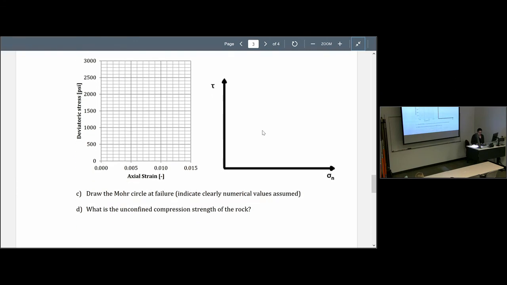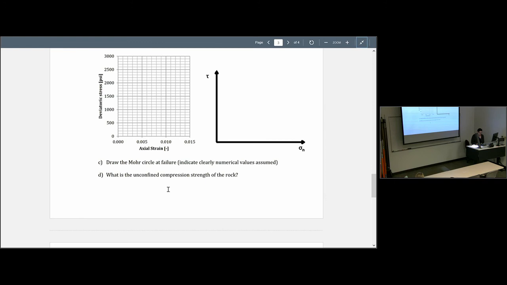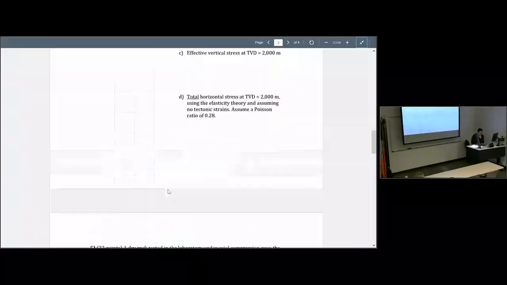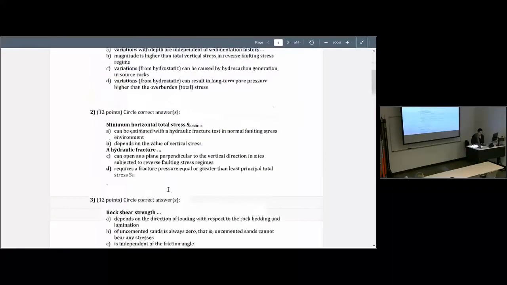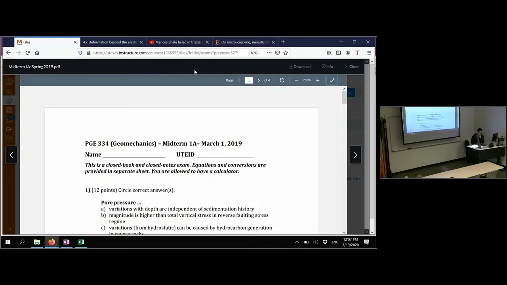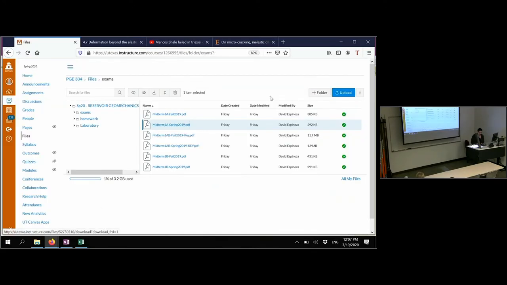And for this case, just draw a Mohr circle for that. And I think in this case, you just have 2 problems. Yeah, 2 problems. And let's check. The other one is very similar. It was just with different numbers for the spring. Let's check the one for the fall.